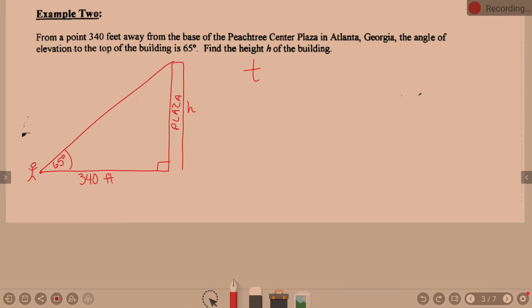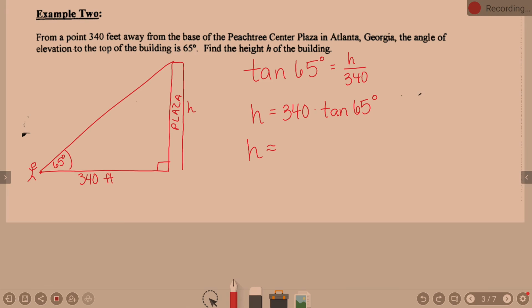Yep. And what is the tangent of 65 degrees equal to? Okay, h over 340, yes. Look for these right triangles as you run into word problems. If it's h divided by 340, I'm going to times by 340. So it's 340 times the tangent of 65 degrees.